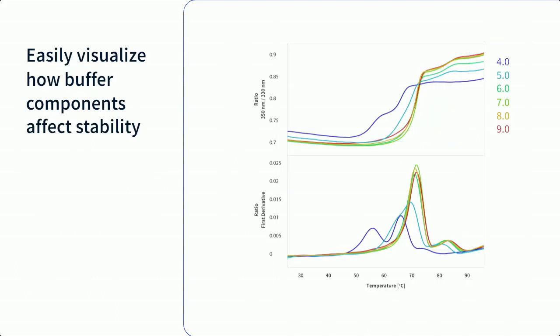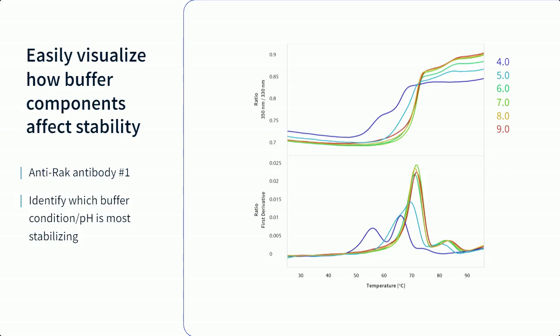Okay, so let's look at something where it's a little bit easier to see differences between the conditions. So this is a subset of the data that I just showed, but now we're looking at how a single variable affects antibody stability. So this is data from our first anti-RAC antibody, which I'll just refer to as antibody number 1. So here we're looking at how the pH of the buffer affects stability. And for simplicity, we're just starting with the conformational stability data.